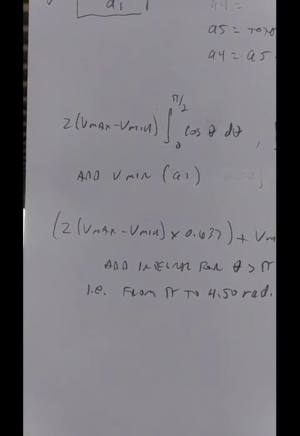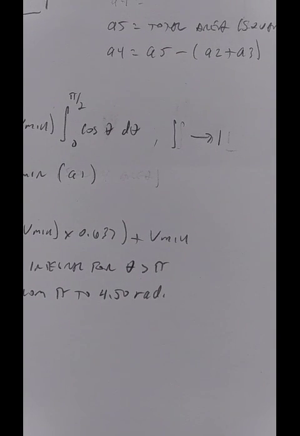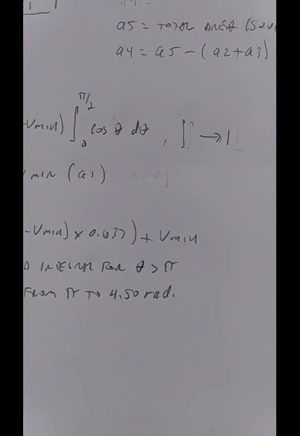So as a formula, we take 2 times the difference in plate voltage swing, V max minus V min, that quantity times 0.637 to get the average. So we're taking the plate voltage swing times 0.637 for an average swing, multiplying that by 2, and adding V minimum. It comes out to be about 1600 volts.